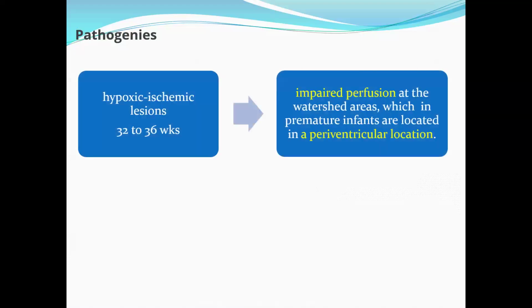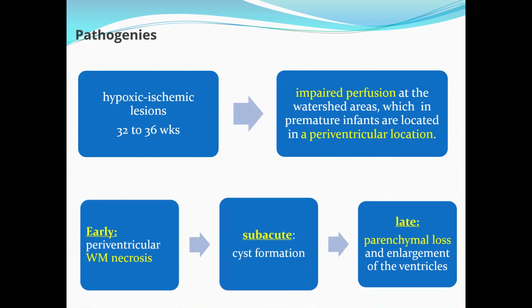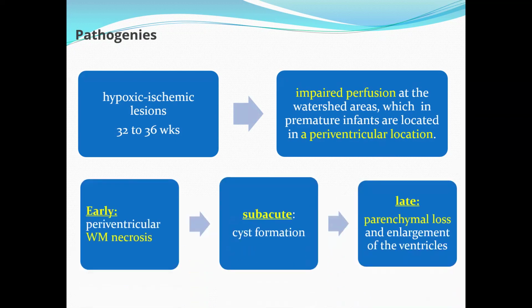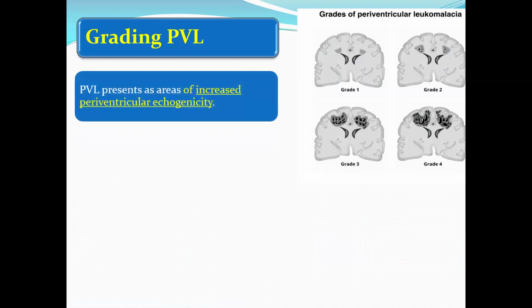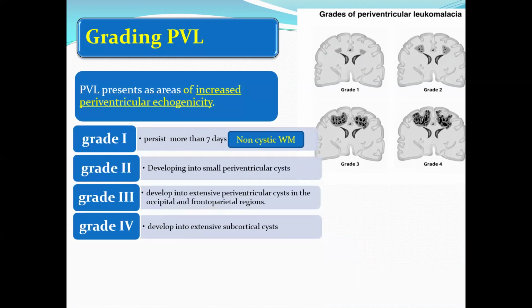Pathogenesis: hypoxia will impair perfusion and will affect the watershed areas, which are located in a periventricular location in this premature infant, and will cause white matter necrosis and then develop cyst formation, later parenchymal loss and enlargement of the ventricles. Grading of PVL. First, PVL presents as areas of increased periventricular echogenicity. And we have grades, cystic and non-cystic. Non-cystic is grade 1 and persistent more than 7 days.